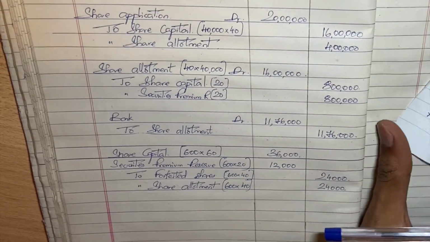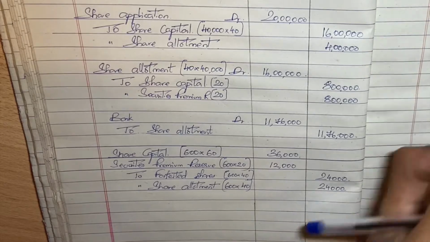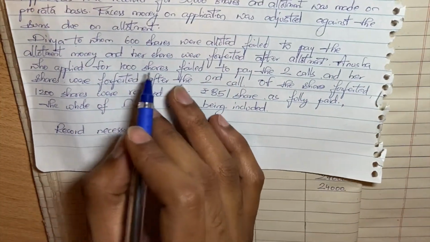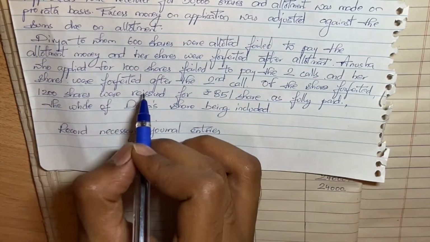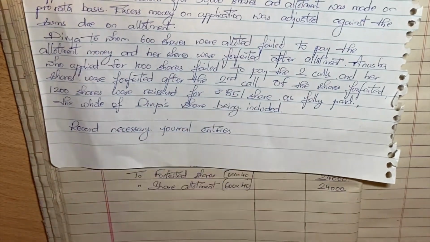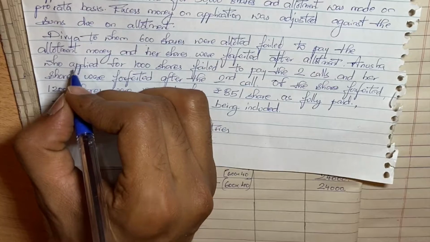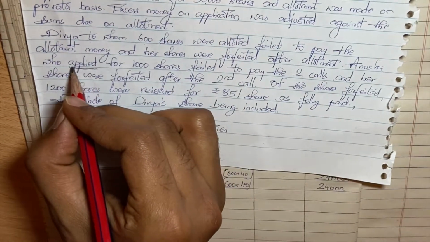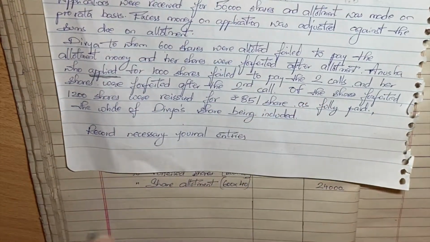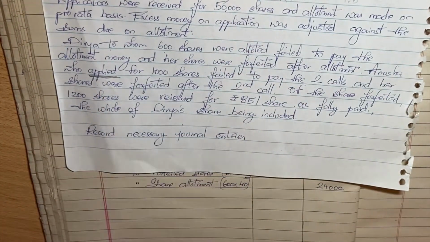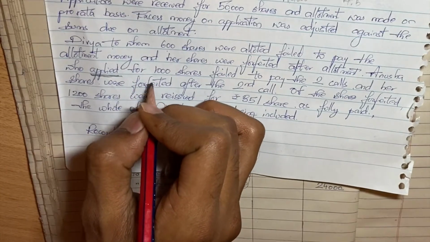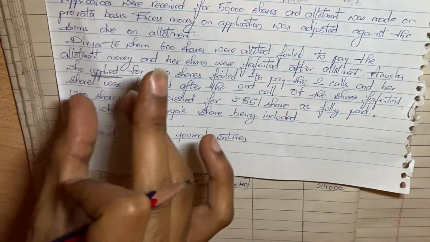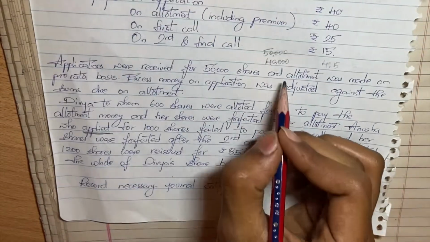Okay, so that's done. Now the next point says Anusha, who applied for 1,000 shares, failed to pay the 2 calls and her shares were forfeited after the second call. Now applied, so this is very important. You have to make sure you notice this word. It says applied, not allotted. So she applied for 1,000 shares, but she would not have been fully allotted 1,000, because we had a pro rata allotment.